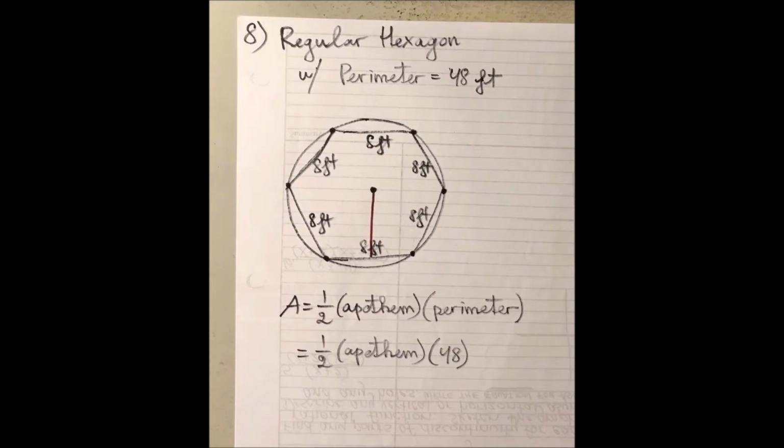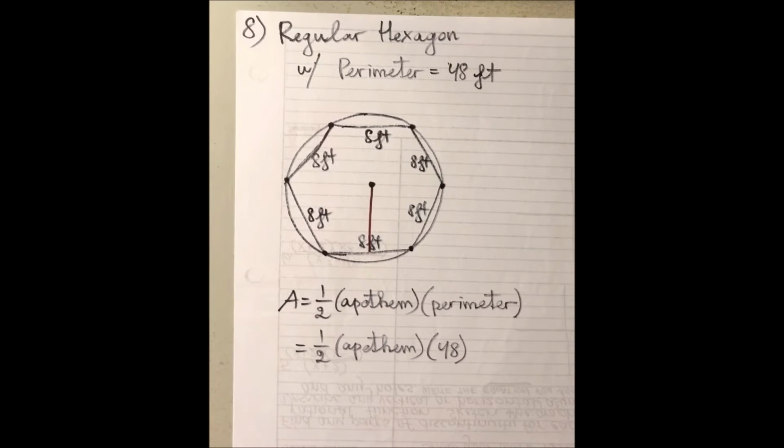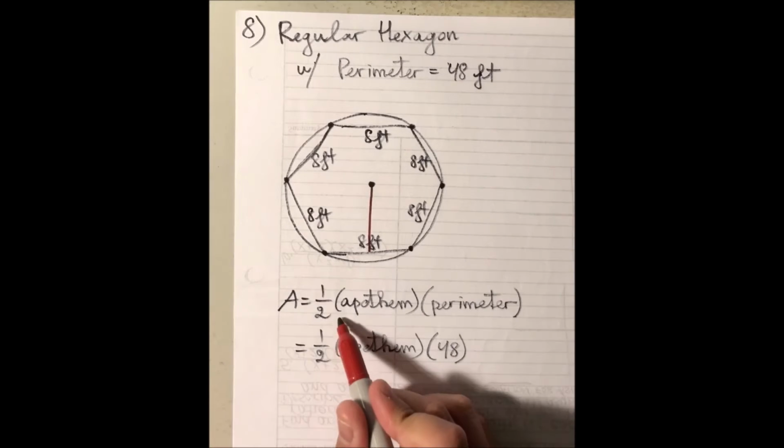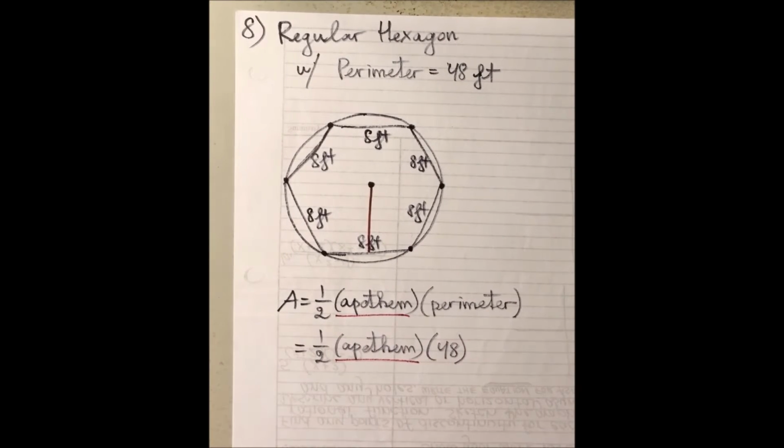Of course, the formula for the area of any regular polygon is still the same, which is the product of 1/2, the apothem, and the perimeter. But we don't know the apothem, which is denoted in the red. So we have to find that.